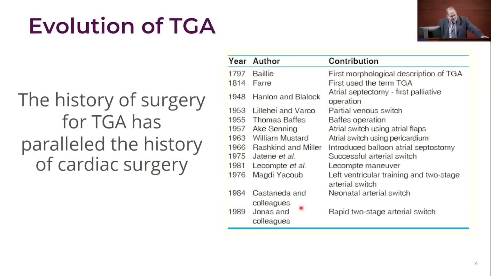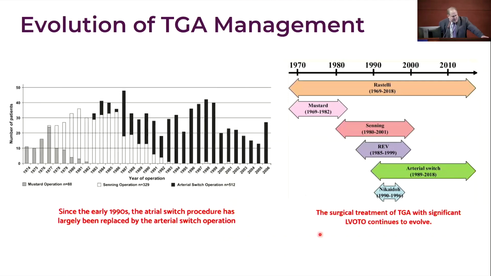But in reality, it was until 1984 that Aldo Castañeda really brought the switch to the neonate. Consider also Dr. Jacobs, the preparation, and the last one, the rapid preparation for the TGA patients by Dr. Jonas. You can see the history and how it has been changing from the Mustard and Senning to the arterial switch, and all the procedures through the years. Also, we need to consider that the Rastelli procedure was done by Giancarlo Rastelli, who had the idea when he was a fellow at the Mayo Clinic.